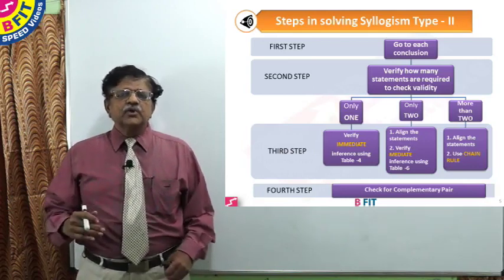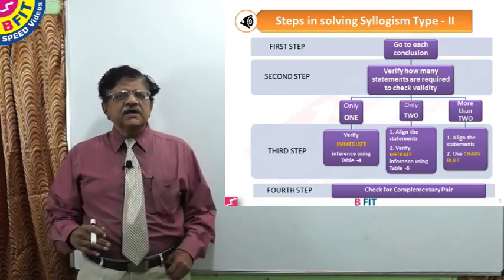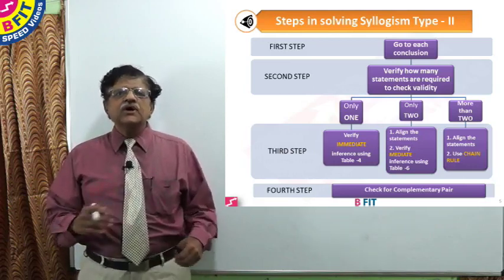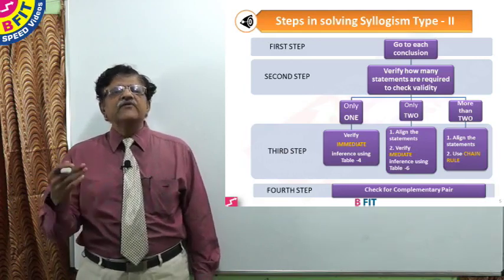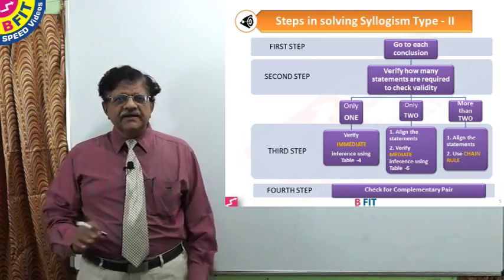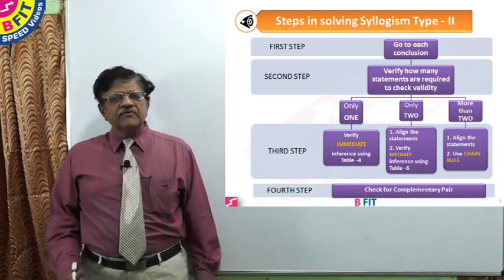By this time, you will know which are the conclusions that are right and which are the conclusions that are false. If more than two conclusions are false, the fourth step is to verify for complementary pair. And with that, we will end all our attempts to solve the problem. We will get the full answer.